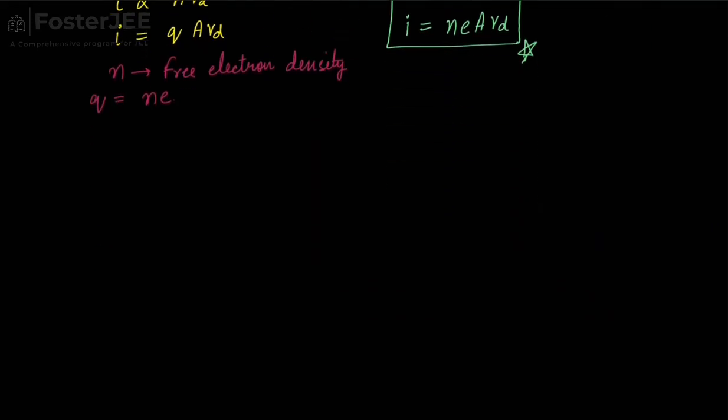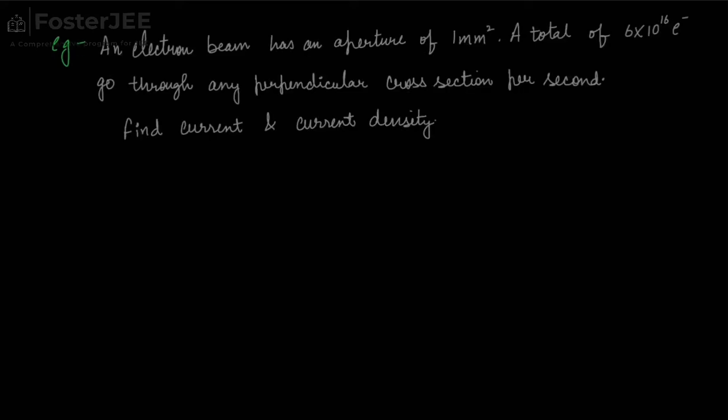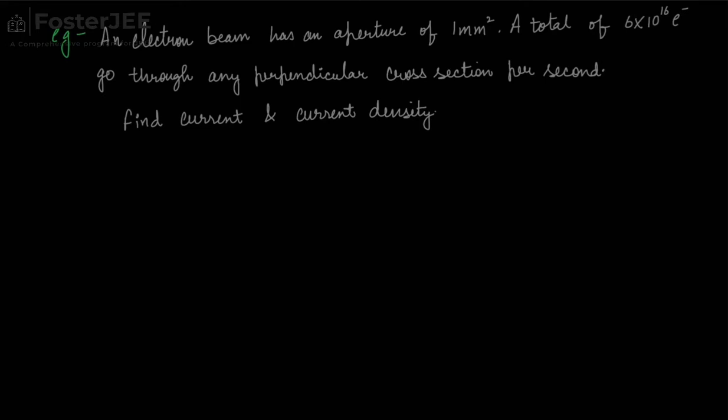Now we can quickly take up an example to illustrate this formula. The question is like this: an electron beam has an aperture of 1 millimeter square. A total of 6 into 10 to the power 16 electrons go through any particular cross section per second. We have to find the current and current density.